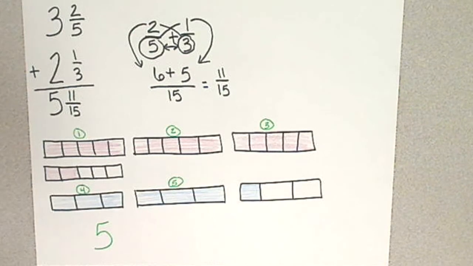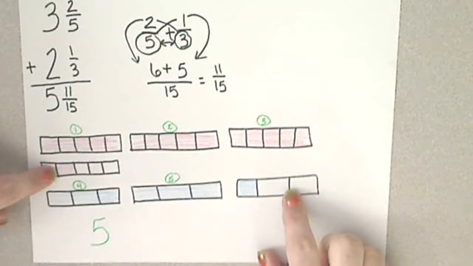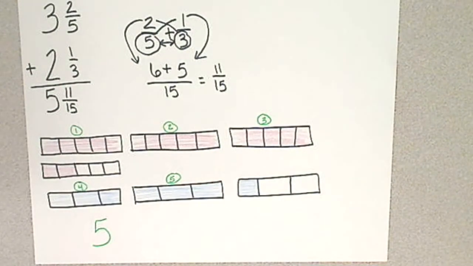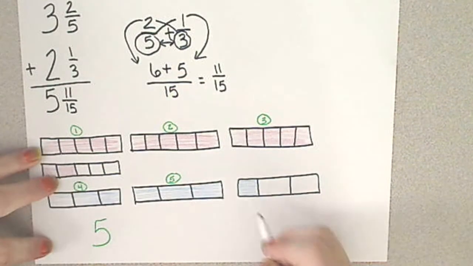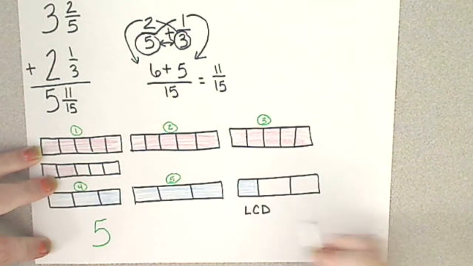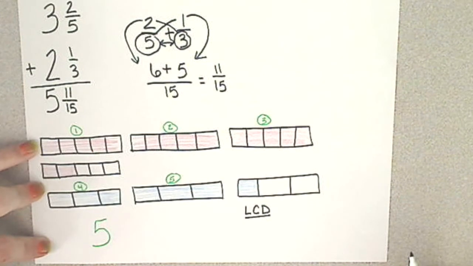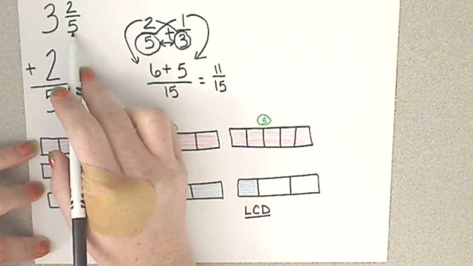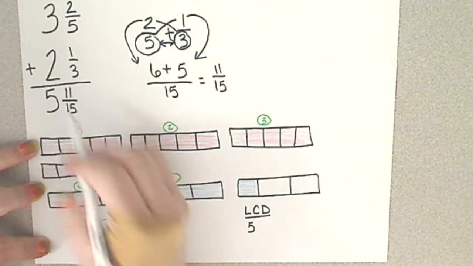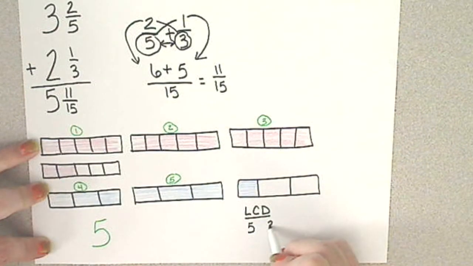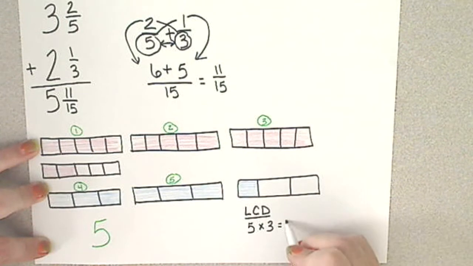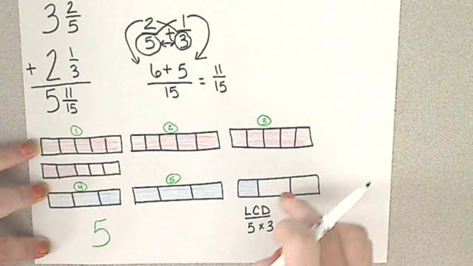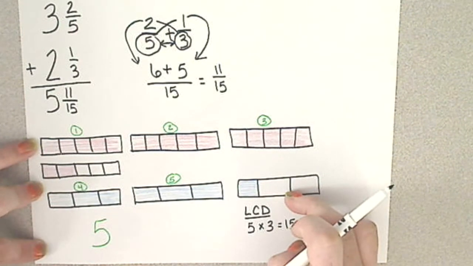But for our fraction pieces that are not whole, we can't add them the way they are, because the pieces aren't the same size and we don't have the same number of pieces per bar. So we need to use the least common denominator to determine how many pieces these bars are going to be split into. Our denominator for our first mixed number is 5, and for our second mixed number is 3. We need to multiply these together. 5 times 3 is 15. So each of these bars needs to be split to where it has 15 pieces in each.